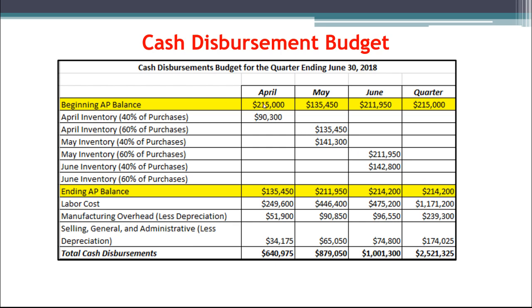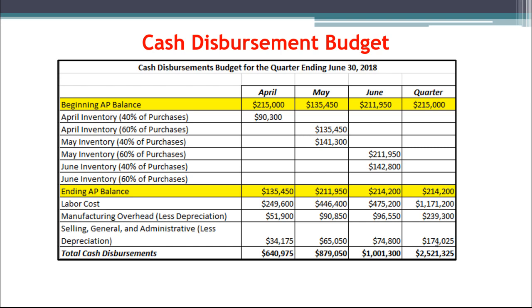Now, this beginning AP balance for April, that would have been March's purchases times 60%. We're paying them in April now. So we're paying both of these items for materials this month, plus we're paying labor from the labor budget, plus we're paying manufacturing overhead after having carved out the depreciation. Same thing with selling, general, and administrative. When you add all those items up, we get $640,975. It's the same situation for May and June, and again, we get a quarterly balance.